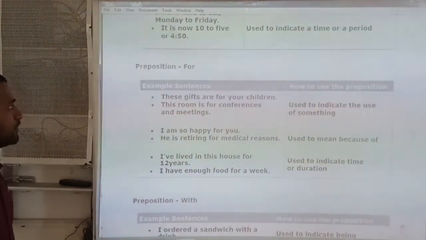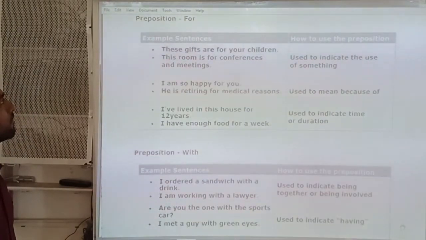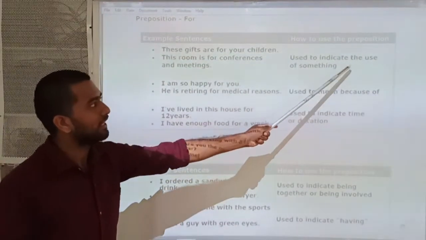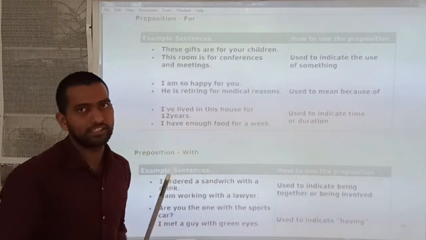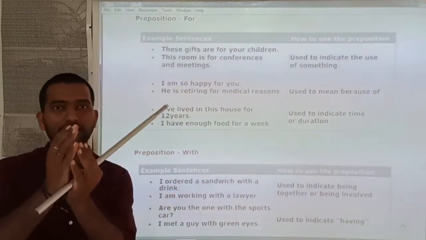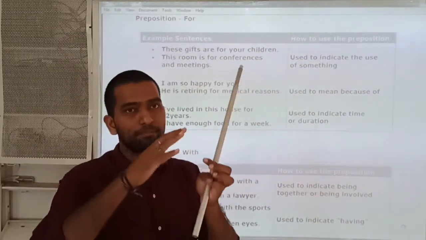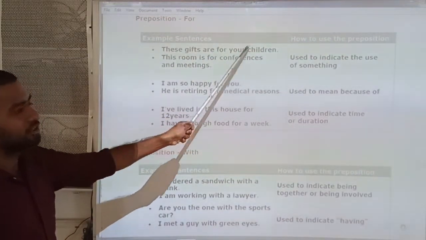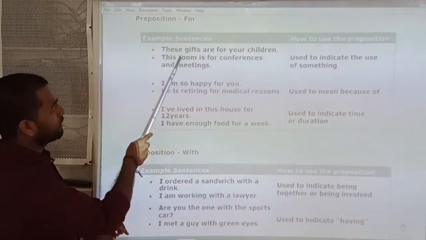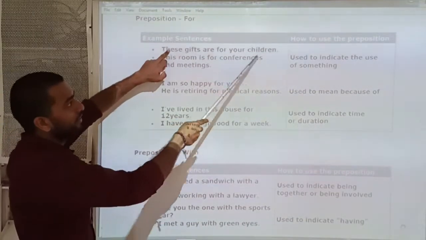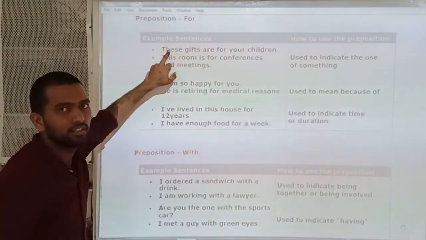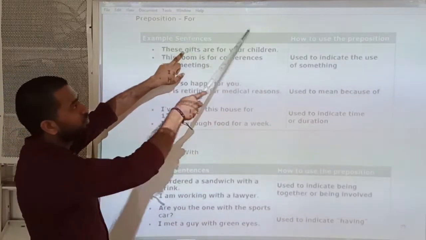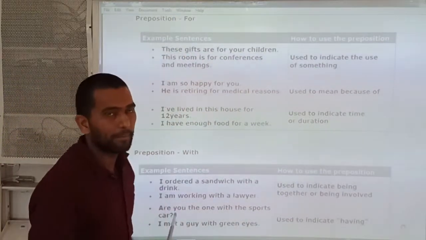Next preposition is for. So preposition for is used to indicate the use of something. Use of something means what is the reason behind it, what is the purpose of it. See the examples. These gifts are for your children. What is the use of these gifts? These are for your children to play. So when we are indicating a use between two words, we use the preposition for.